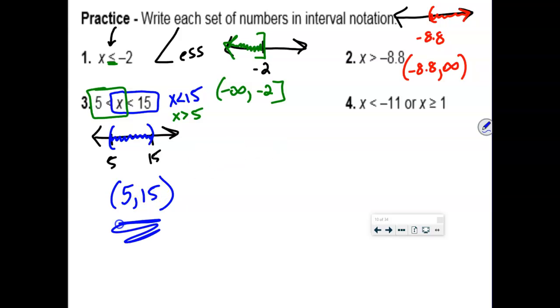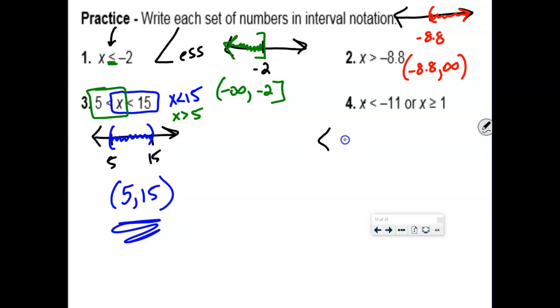A lot of kids in Algebra 2 look at that and they go, well, how am I supposed to know if that's an ordered pair? Because it looks like an ordered pair. And my answer to that is, because we're not doing ordered pairs. Like, it's context, man. You're doing number line inequalities. I wouldn't be giving you an ordered pair. That's silly.